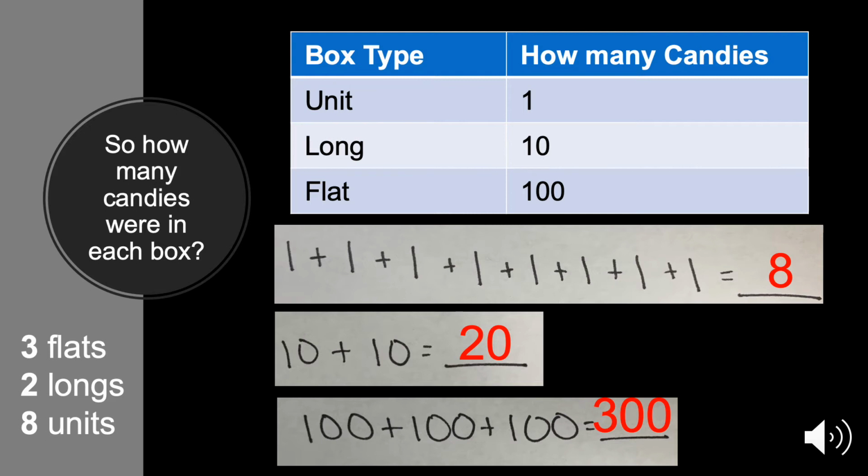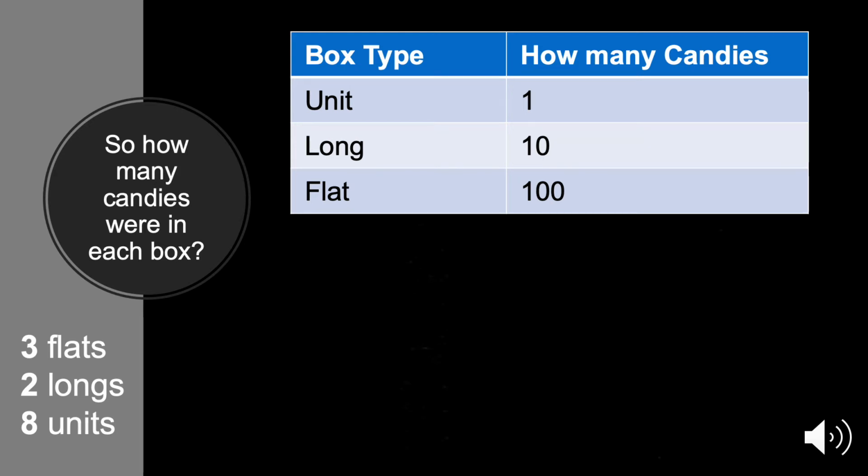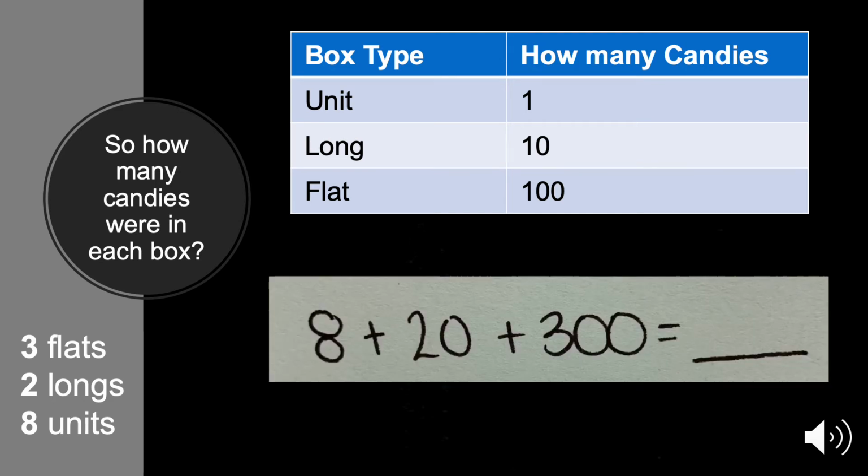You're really getting this! Our last step is to add all the candies from our unit, long, and flat boxes. Let's do this together. Let's begin by putting the number of candies in each of our box types into an addition number sentence. Pause the video to try this on your own. Does your number sentence look like this? Great job! Now we need to add up all of these candies.